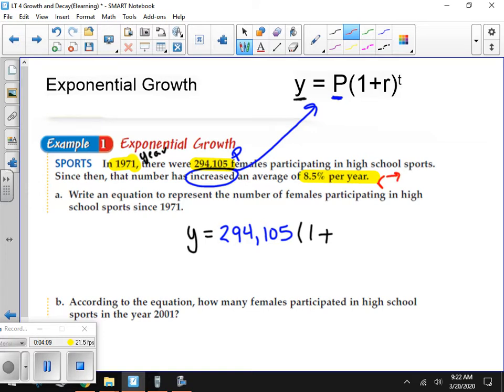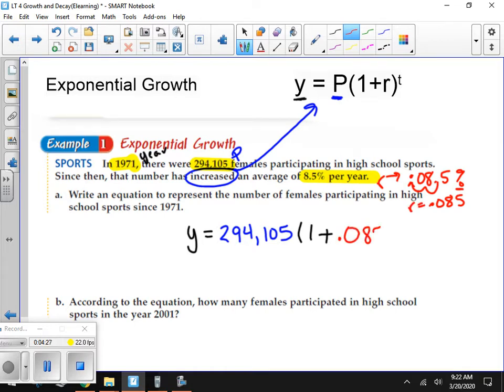So I know it's a decimal already, but because there's this percent symbol here, we still need to move this decimal 1, 2 spaces to the left. So remember we put a 0 in for a space holder. So this is what we should be using for our r. So right here I'm going to put 0.085 for my r.